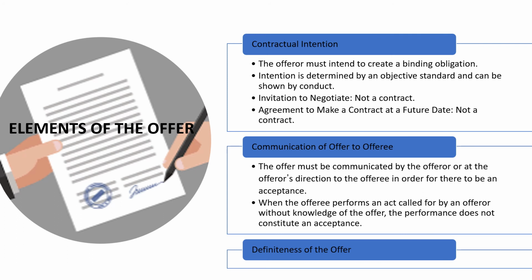Contractual intention refers to the fact that the offeror, the person making the offer, must actually intend to enter into a binding agreement. In other words, they're not joking around. They're not just throwing out numbers and offering you things just to make conversation. They actually intend to be bound by the terms that they offer you. Now, how does someone know that? How do you know whether or not the offeror is actually serious?